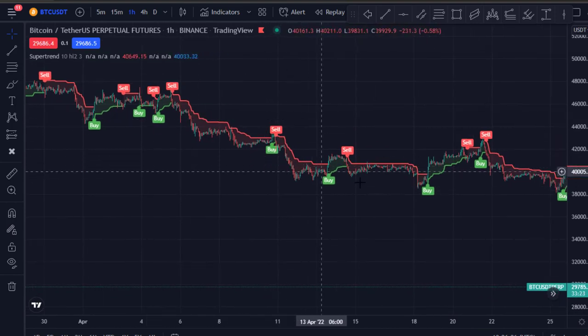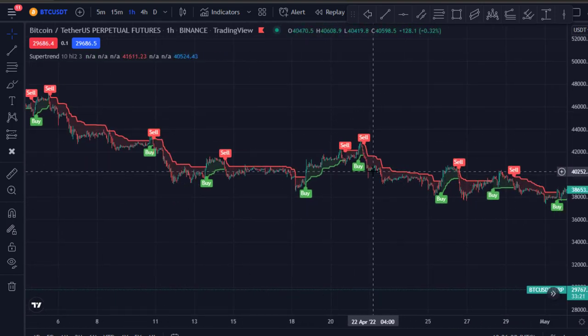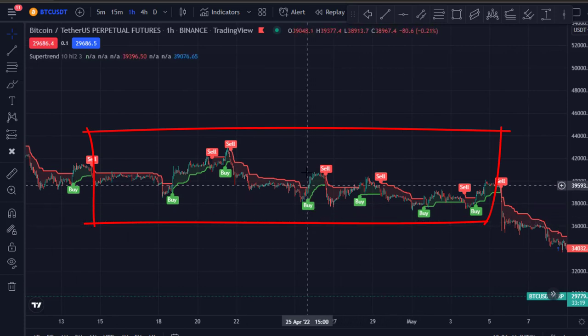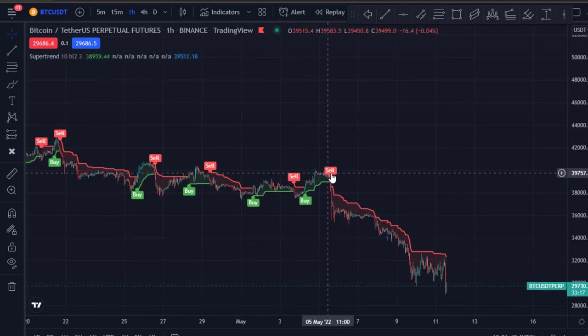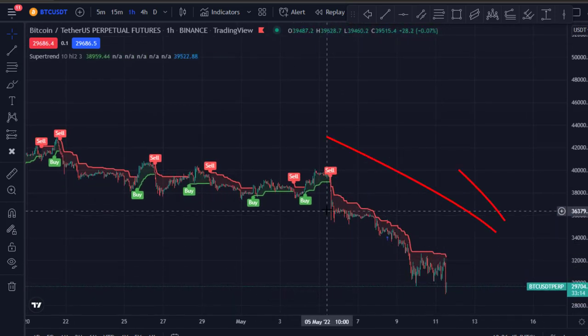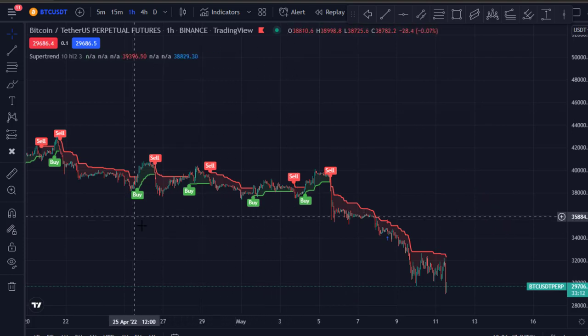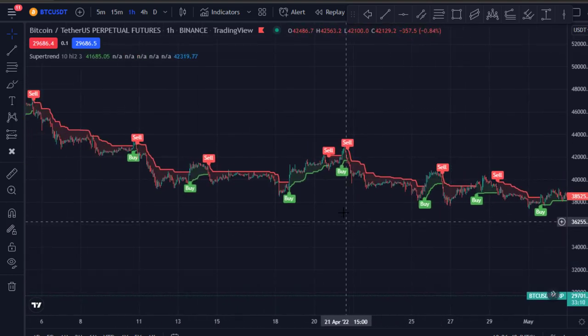Because if you're a trader, you need to know that the market isn't always trending. The market can also go into a range. So because the Supertrend is constantly showing signals non-stop, it will also show signals when the market is in a range, like in this example.